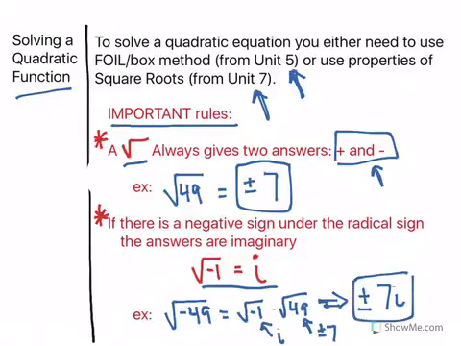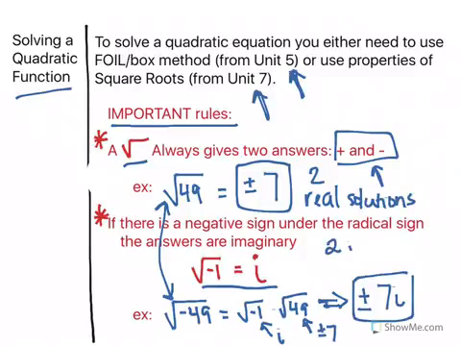So you can see the difference now between the square root of 49 and the square root of negative 49. One produces two real solutions, and one produces two imaginary solutions.